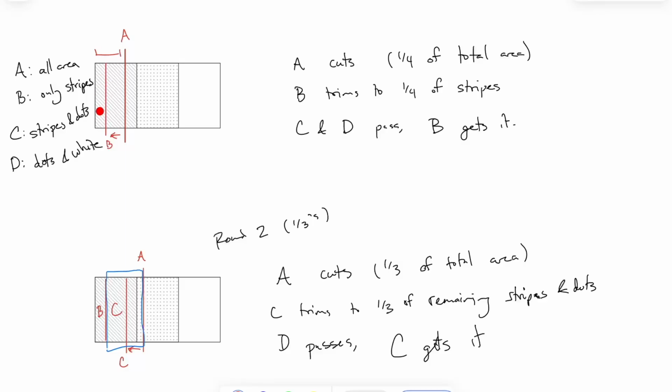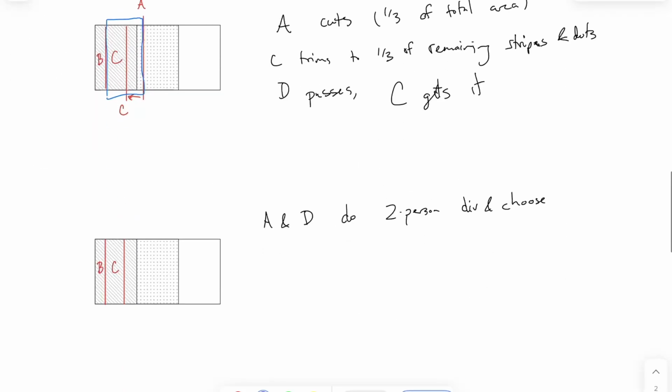C would not have liked that piece because it's less than 1/4 of the region that C likes, which is all of this stuff, and B's piece there is too small. It's not 1/4 of that. So C would not like that little piece that B got. But B likes it fine because B only likes the stripe part, and that is 1/4 of the stripe part. It's a little weird.